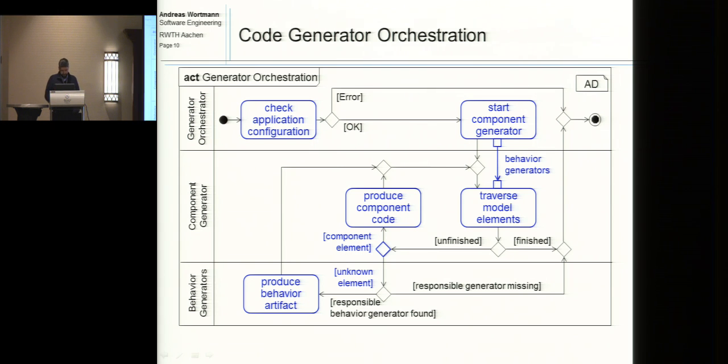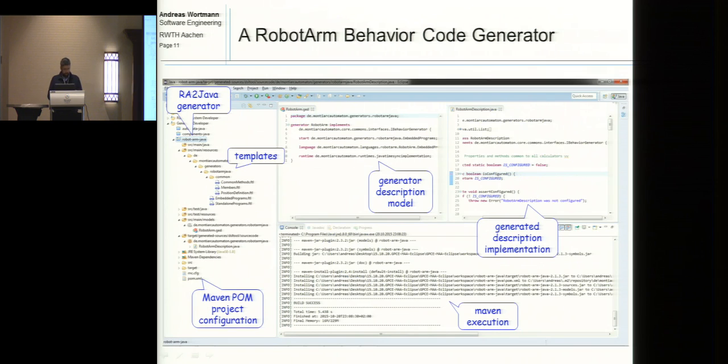So given that, we now have seen what a generator is, how generators are selected, and how the orchestration is performed. And now we actually look into an existing generator. So we look into our RobotArm to Java generator project, and we will see that it's template driven. It employs FreeMarker as template language. We will see the generator description model and see how we employ Maven to actually produce an implementation that can then be used for composition.